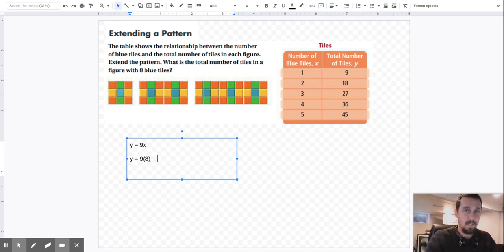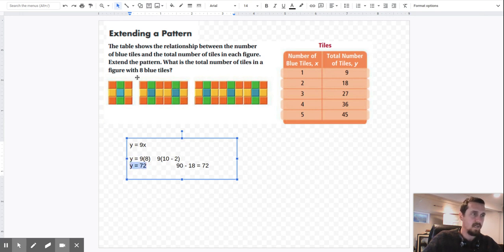Here's another way I could do this. Let's recall back to our distributive property. I could have done 9 times, well, 8 is the same as 10 minus 2. And those are some things that I know. So this is just an optional way to solve it. That means 9 times 10 is 90, minus 9 times 2 is 18, and 90 minus 18 also equals 72. So that's a way I could use the distributive property in mental math to solve this problem. Either way, I find out that lowercase y equals 72. And that is my answer.